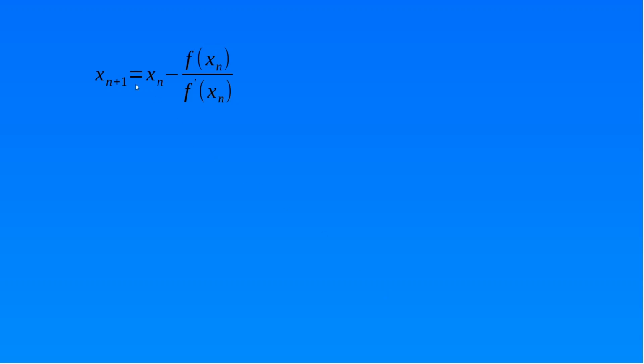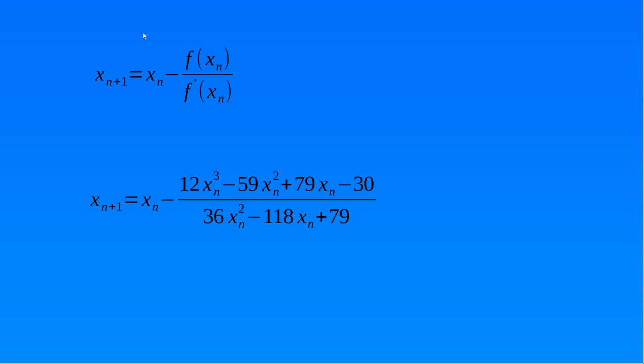The new estimation is equal to the previous estimation minus f(x) over f dash x. So the x(n+1)th estimate of the root is equal to the xnth estimate minus f at xn over f dash x at xn. Now, if we plug in our equation in this expression, what do we get? We get x(n+1) is equal to xn minus the numerator, which is of course the cubic equation that we had, and the denominator is the differential of it.